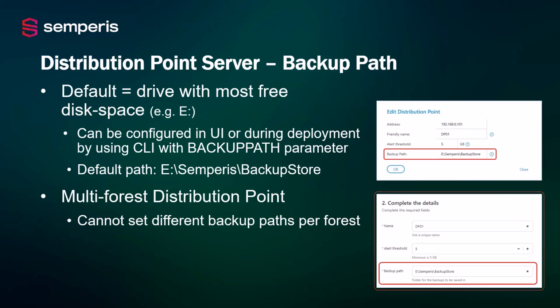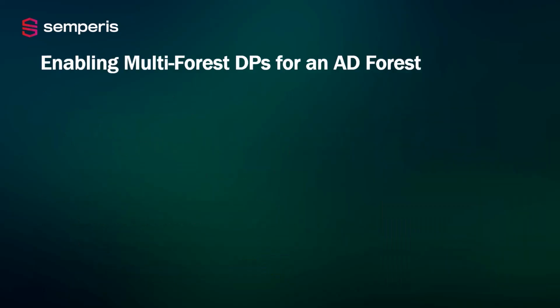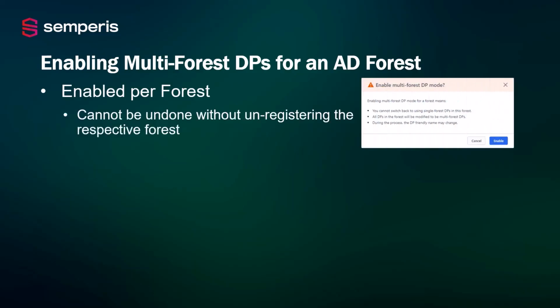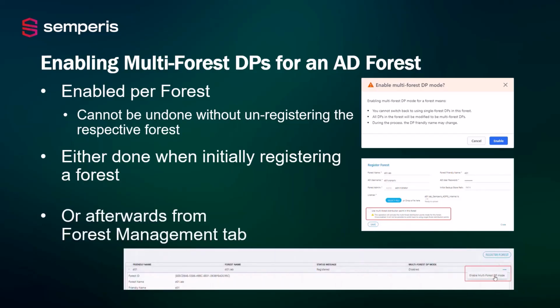For multi-forest distribution points, a single configurable backup path is used for all forests. The system differentiates these backups by adding the respective forest ID to the path. As stated before, each forest must be individually enabled to use this feature. This enablement is configured per forest and is irreversible without unregistering and re-registering the forest. A forest can be enabled for this feature during its initial registration or later via the action menu.